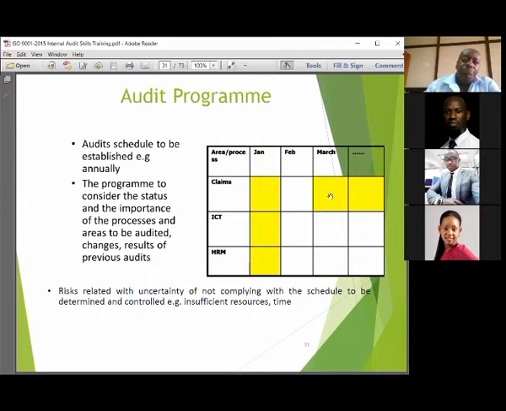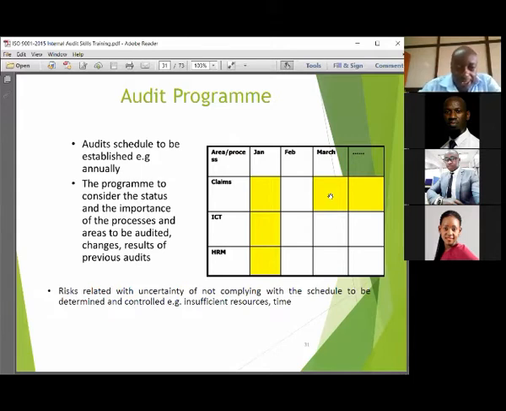However, if previous audits show that ICT has been having so many issues, yeah, we can still audit it more often than the core process. But basically, when everything is happening as it's supposed to be, core processes need to be audited more often than the support.